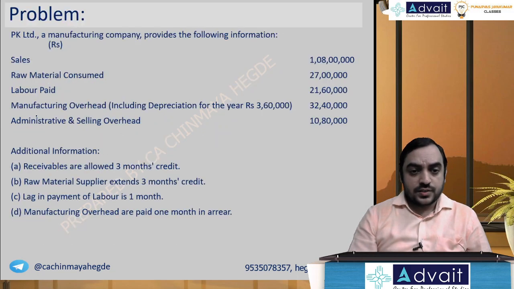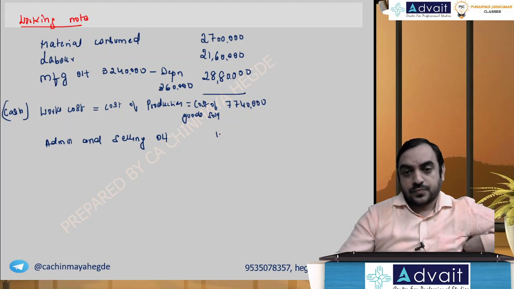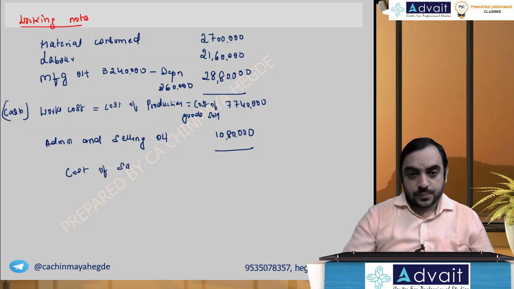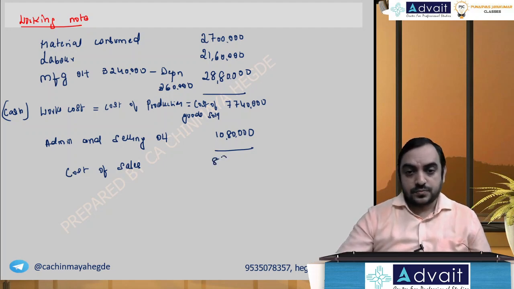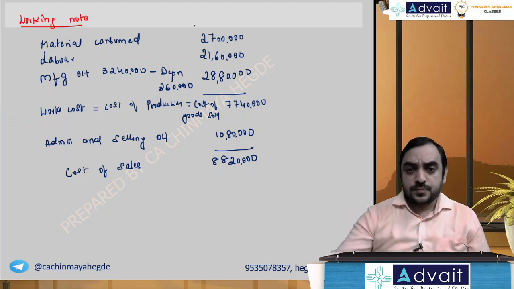Admin overhead, selling overheads, 10,80,000. Admin and selling overheads, 10,80,000. So you get cost of sales, 88,20,000. Okay, this is cash cost approach.